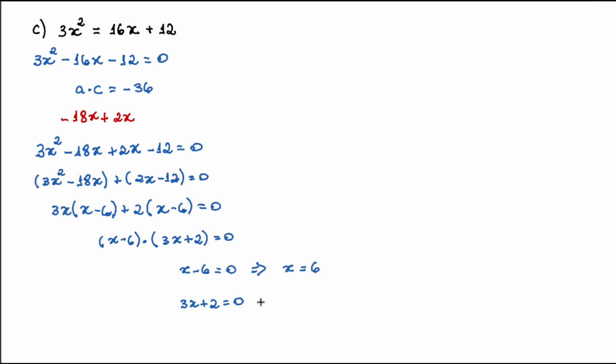Now let's solve the second equation. 3x plus 2 equals 0. First, subtract 2 from both sides. We have 3x equals minus 2. Then divide both sides by 3. And then we have x equals minus 2 over 3. This is the second solution.